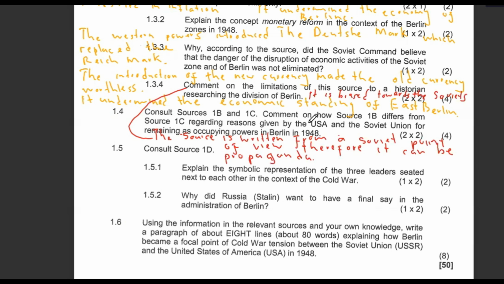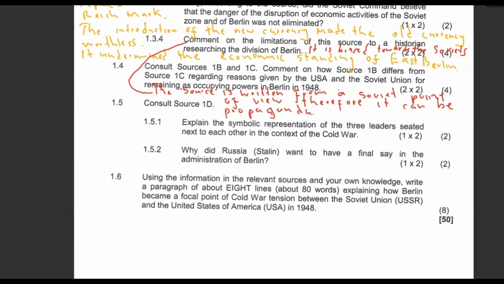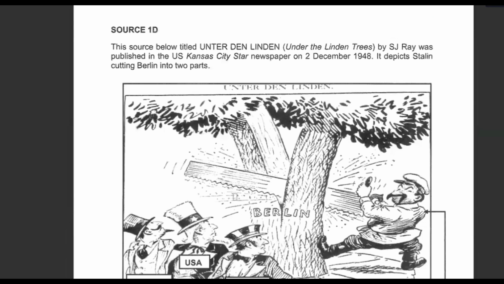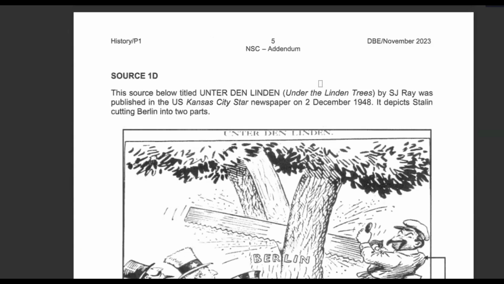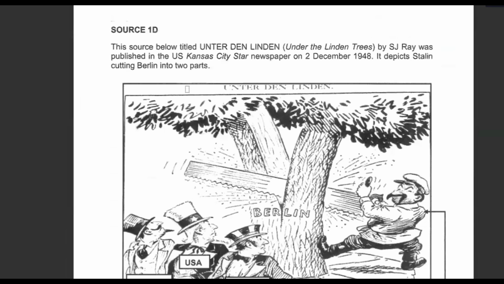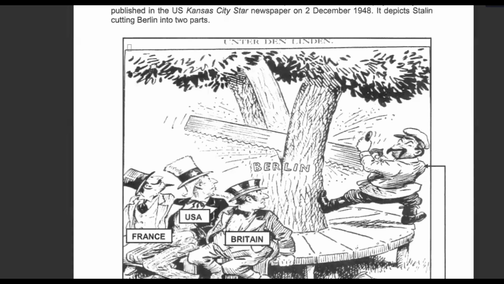Now let's go to question 1.5.1. If you look at 1.5.1, it is actually a visual source. There is a cartoon which appears there on 1.1.4. It is actually a visual source. This source is entitled Under the Linden Trees by Sir S.J. Ray, published in the U.S. Kansas City newspaper on 2 December 1948. It actually depicts Stalin cutting the city of Berlin into 2 parts.